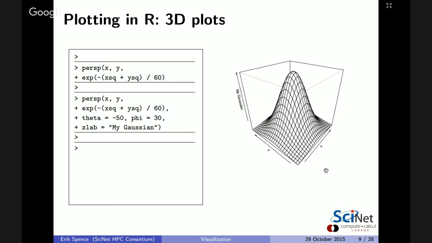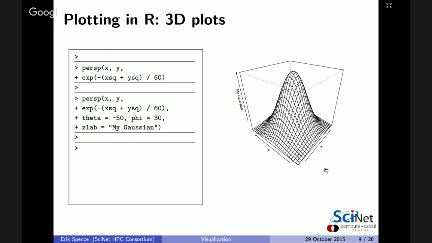Let's try again. That's a little better. You'll notice that I'm using the theta and phi arguments now. You can actually tweak the perspective, right? Negative 50 degrees in the theta direction, positive 30 degrees in the phi direction, and now I've changed the label. zlab is my Gaussian. That makes better sense. Okay, that's a little better. x and y are labeled. That's nice. Maybe that's how you like it. I like the arrows. That's pretty cool.